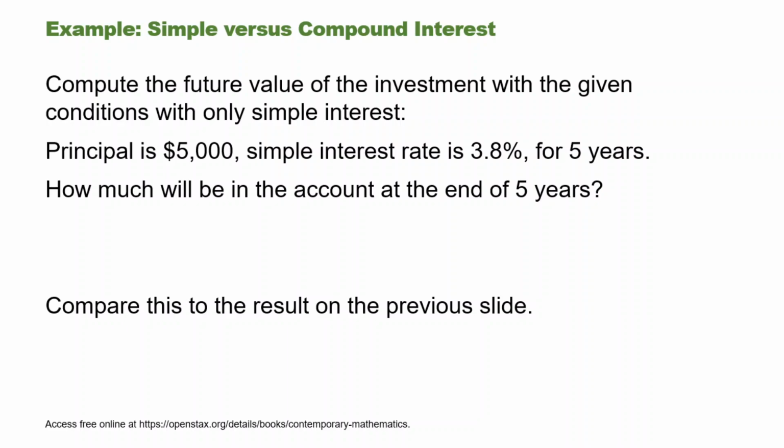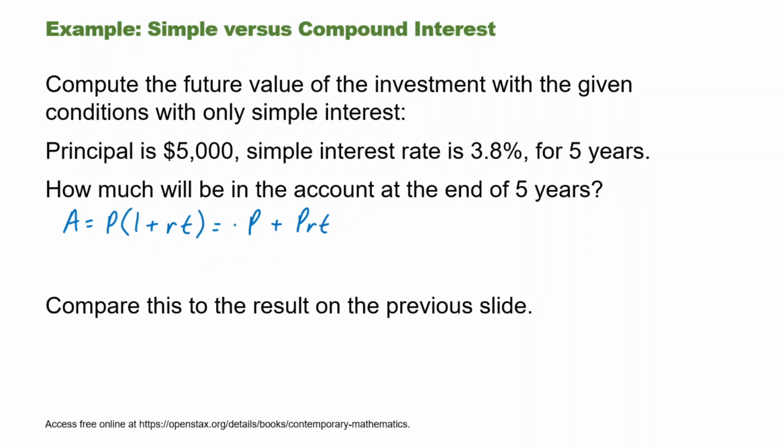Example, simple versus compound interest. Compute the future value of the investment with the given conditions with only simple interest. Principal being $5,000, simple interest rate of 3.8% for 5 years. How much will be in the account at the end of 5 years? Well, our future value of a simple interest formula was A equals P parentheses 1 plus RT, or just principal plus principal times rate times time.